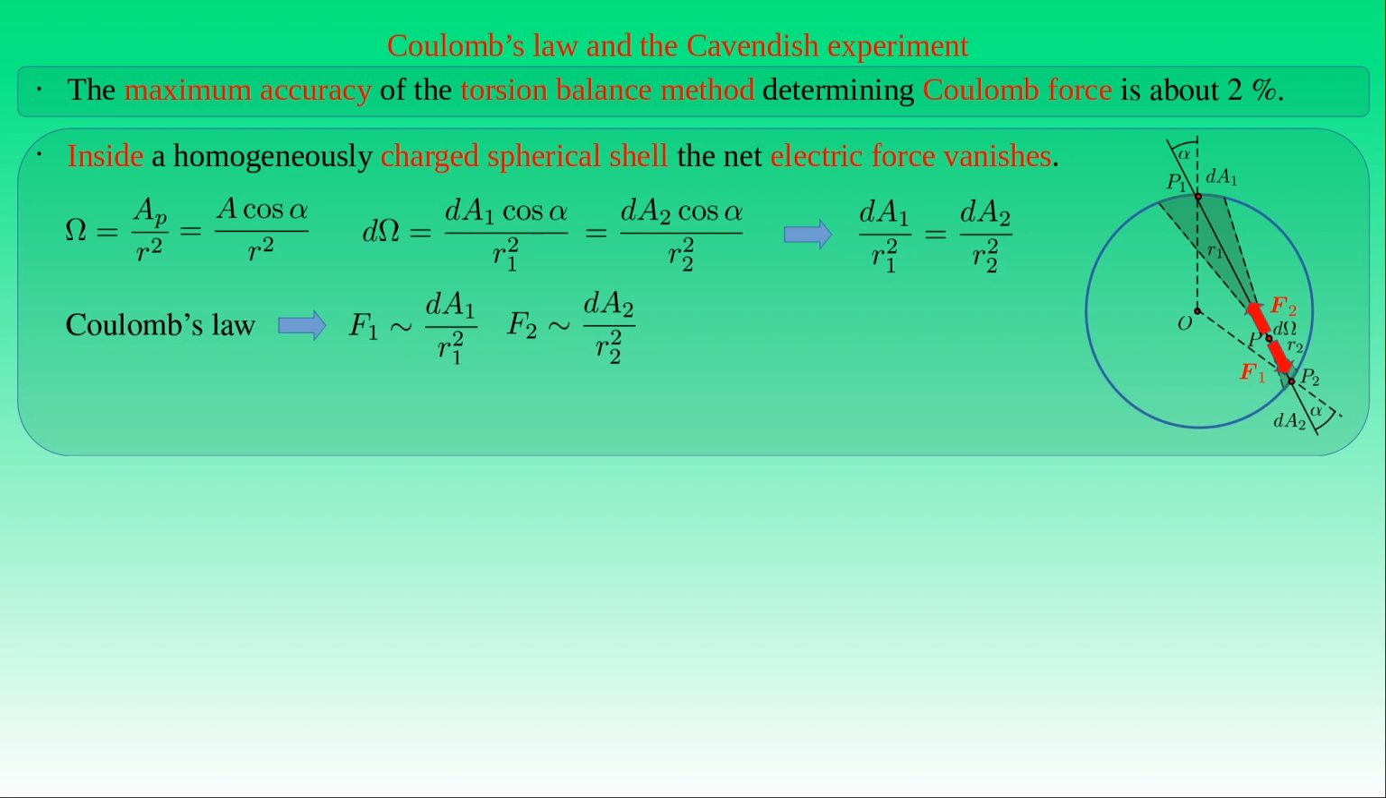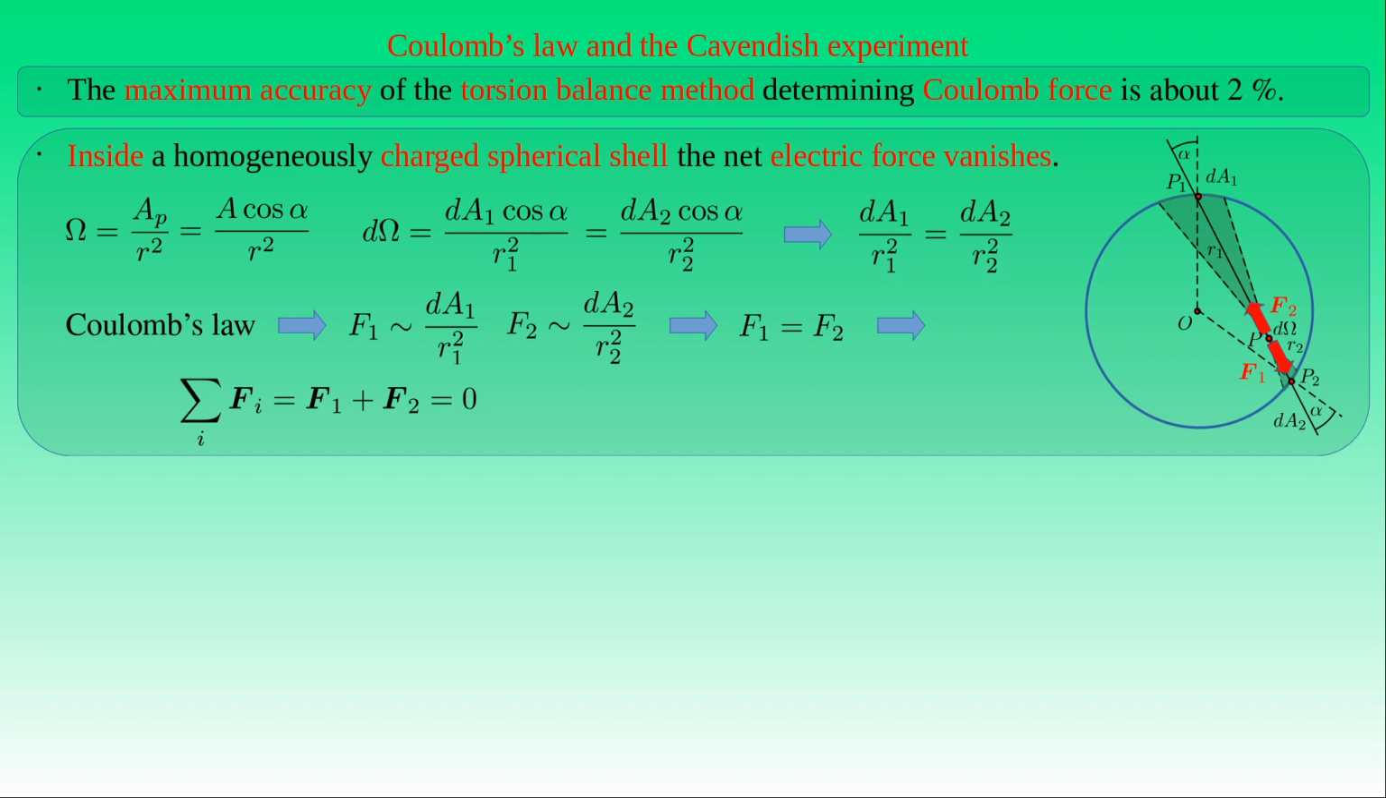But we have already seen that the ratios on the right-hand side of these expressions are equal due to symmetry of the setup. Therefore, the forces F1 and F2 have the same magnitude but opposite direction. As a result, the net electric force exerted on any charge at the point P by the charge distributed over the area elements dA1 and dA2 vanishes.